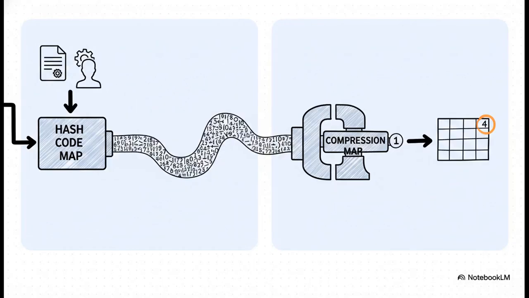So if we peek under the hood, this function is actually a two-part machine. The first part, the HashCode map, its whole job is to turn any kind of data, even text, like someone's name, into a gigantic integer. Then, the second part, the compression map, takes that huge number and shrinks it down so it fits perfectly within the size of our table. That gives us our final spot, our index.